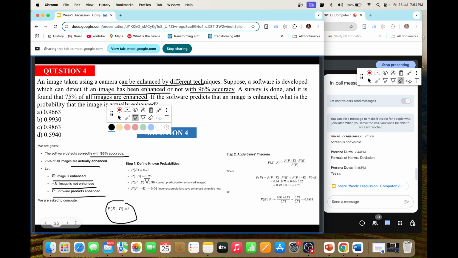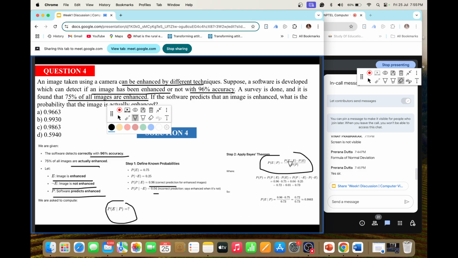Probability P given E, that is predicted by software given enhanced, that is 0.96, that is given. Okay, 96% accuracy, that is the same thing, and probability of predicted given not enhanced, that is the remaining 1 minus 0.96, that is 0.04. Again you just have to apply this Bayes theorem. Probability of enhanced given predicted by software will be given by this formula. We have P(P|E), that is already given 0.96. We have P(E), that is 0.75.